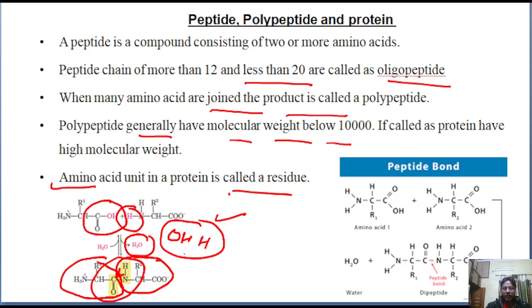If a third amino acid comes, it will also form another peptide bond and link. In this way the amino acids come and form peptide bonds, leading to the formation of a peptide. If more than 12 and less than 20 amino acids are linked, we call it an oligopeptide, and if it is more than 20, we call it a polypeptide. If the molecular weight is more than 10,000, we generally call it a protein. And an amino acid unit in a protein is commonly called a residue.